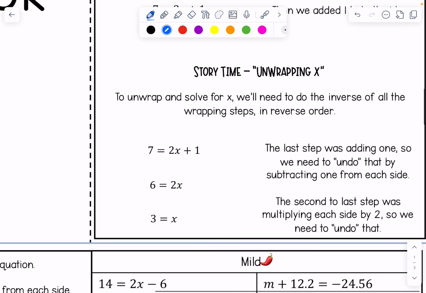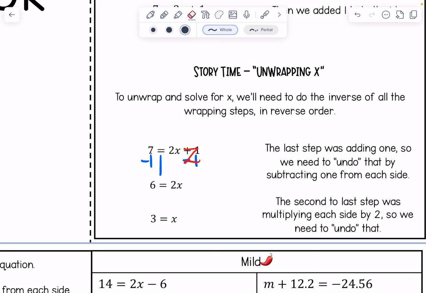So the last step was adding 1. So the very first thing that I'm going to do is subtract 1 from both sides of my equation. When I do that, this positive 1 and that negative 1, or the positive 1 subtracting 1, whichever way you want to think about it, those zero out. With the one-step equations, that just got us x by itself. But now I still have the 2x left. And on the left-hand side here, 7 minus 1 is going to give me 6. So now I have 6 is equal to 2x.